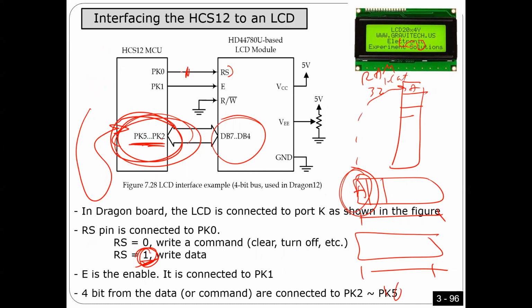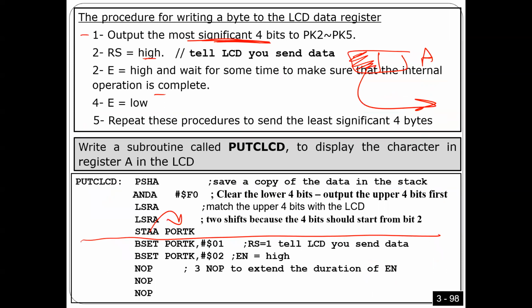You have to put 1 here just to tell the LCD I want to write data. After that, I have to generate a pulse here. That's it. And now I am done. I have to repeat again, but for the other 4, here, the least significant 4 bits. That's exactly it. Okay, guys. So in order, that's what I did here.